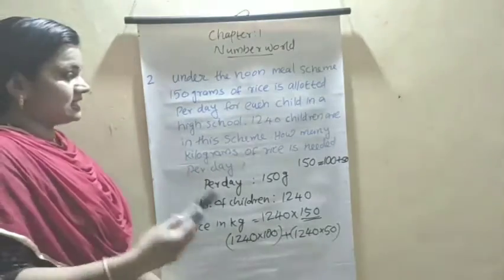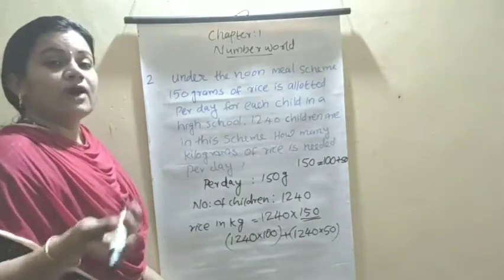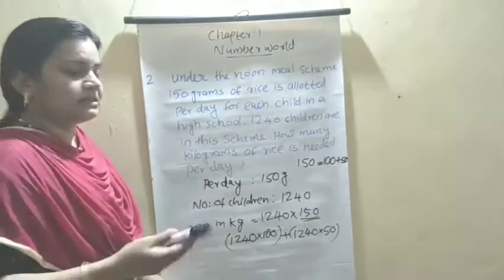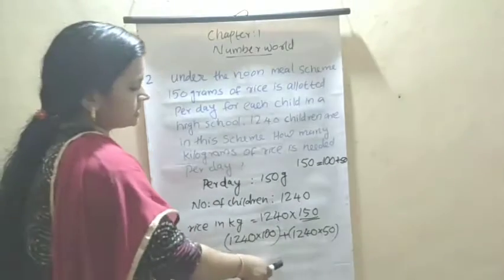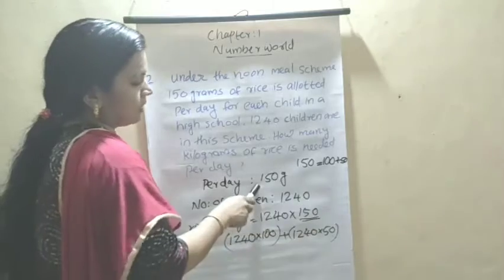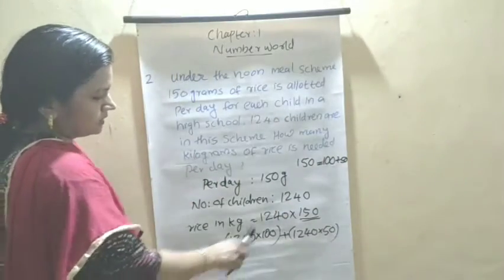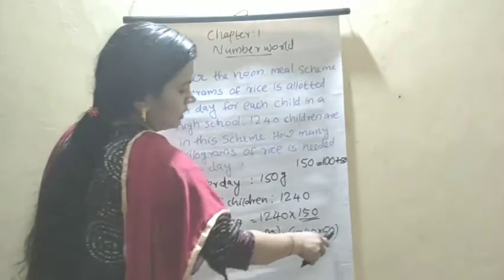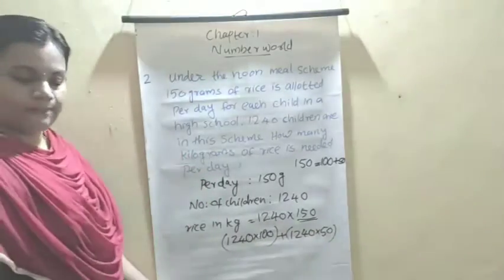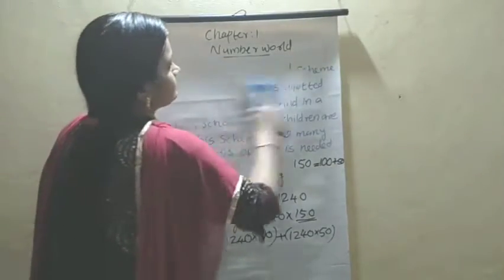In the last section we studied finding the answers without pen and paper. The same method we can use here. We split 150 into 100 plus 50, so we can write 1240 into 100 plus 1240 into 50. No need for space here, so I can write it here.